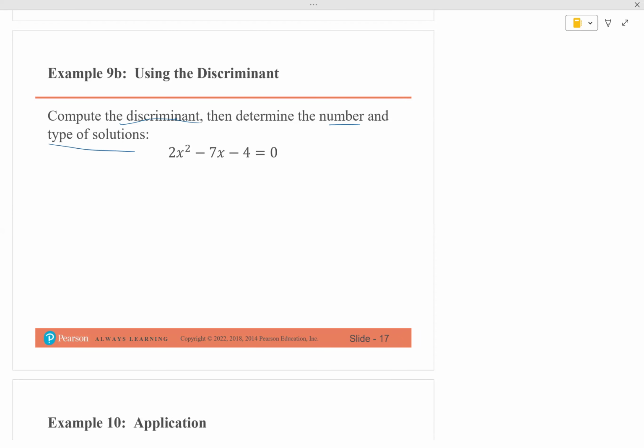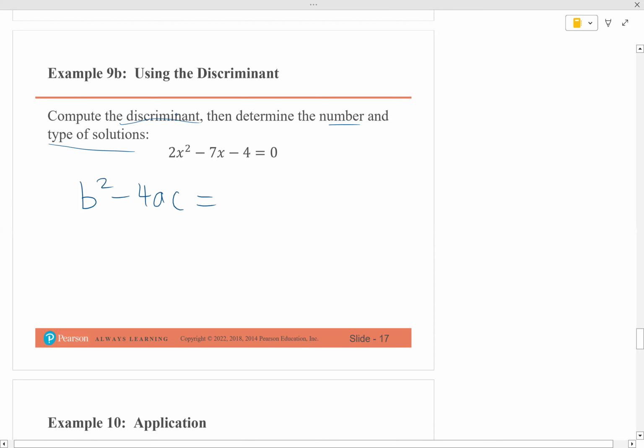That means we don't really care what the solutions are. I just want to know, are they real or are they imaginary? And are you getting two different solutions or just one repeated solution? So all I need to do is figure out what this discriminant is, whether it's positive, negative, or 0. That would tell me what I want to know. B squared minus 4 times A times C.